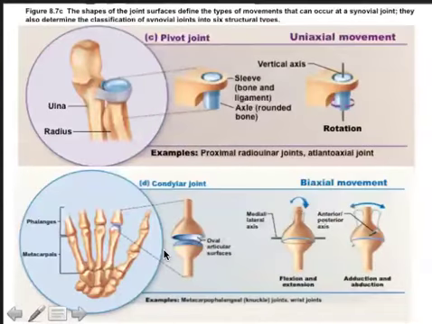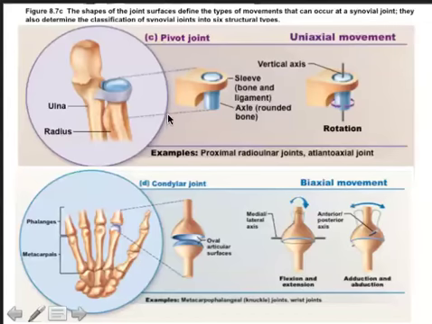Here's an example of a pivot joint. You can see the articulation between the radius and the ulna held in place by an annular ligament. And so what you get here is the ability to rotate around the long axis. This is uniaxial movement, and this is what allows the motions of pronation and supination, which we reviewed in the last segment.